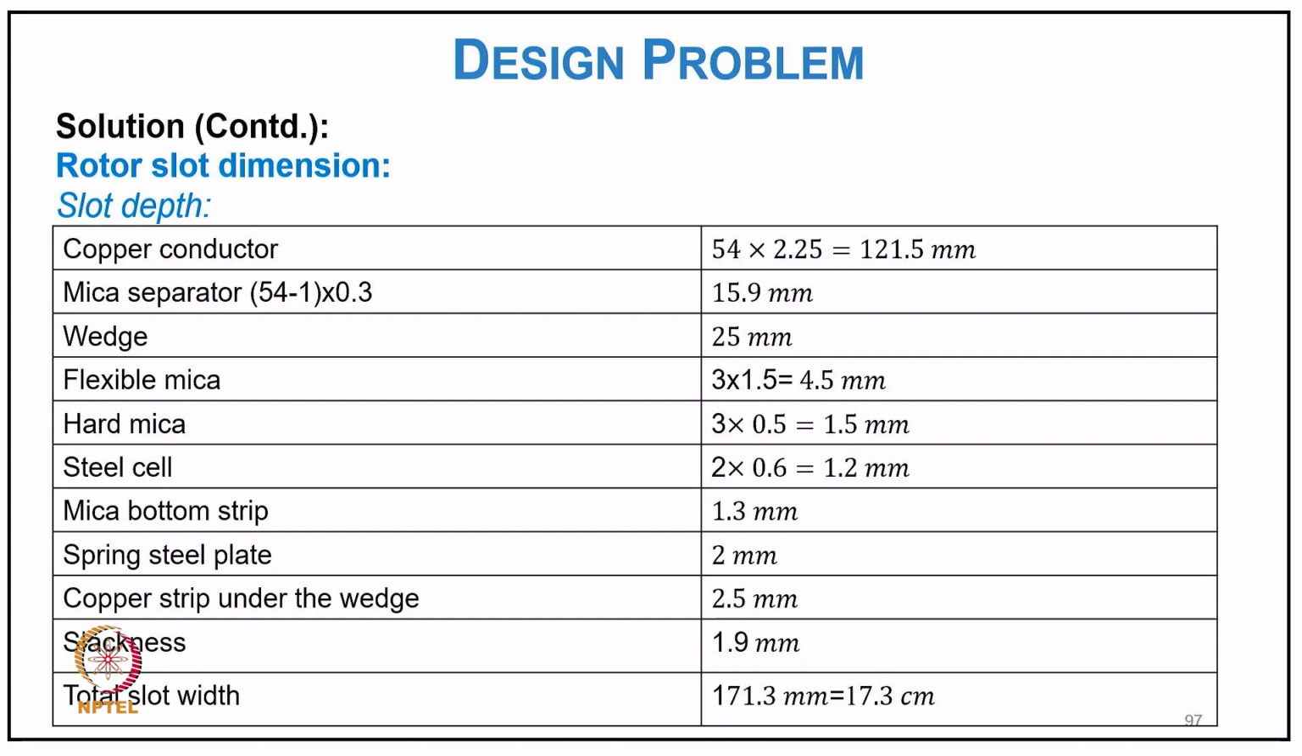Now coming to rotor slot depth. The copper conductor 54 into 2.5, that is 121.5 millimeter, mica separator 15.9 millimeter, wedge 25 millimeter, flexible mica 4.5, hard mica 1.5, steel shell 1.2, mica top strip 1.3, steel plate 2 millimeter, copper strip 2.5 millimeter, slackness 1.9 millimeter, total 171.3 millimeter, that is 17.13 centimeter.